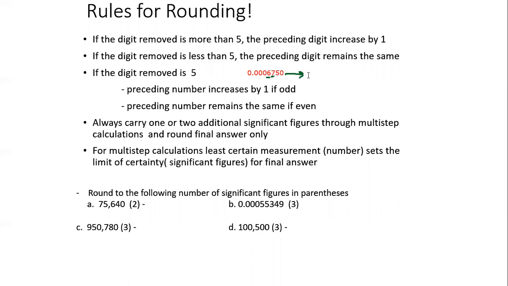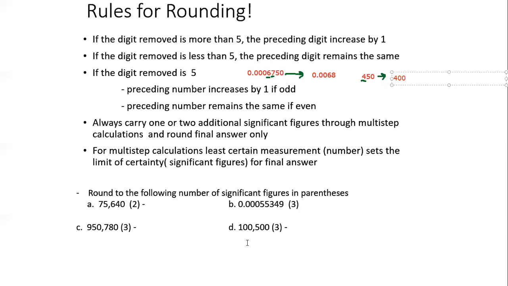So this would be 0.0068. And we'll look at one more. So let's say we have 450, and we want to round this to one significant figure. So after the 4 is exactly 5. So therefore, since it's even, we just drop the 5 and replace it with a trailing 0. So this becomes 400.